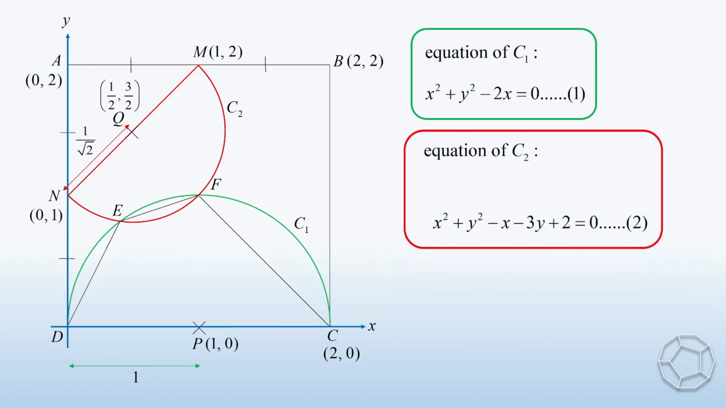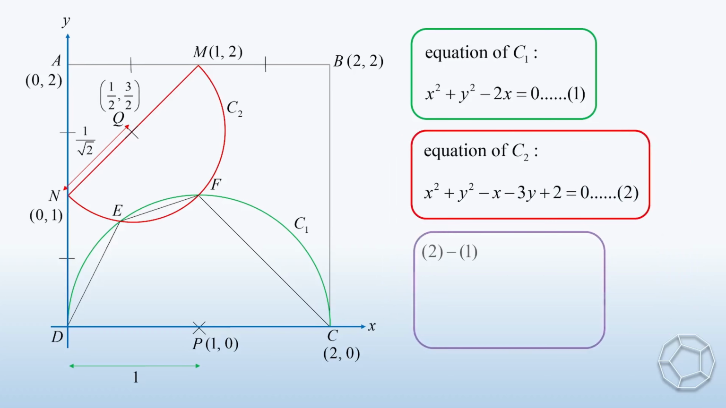Now, what can we do with these two equations? Let's subtract equation 1 from equation 2. So the x squared terms and y squared terms are cancelled out. The remaining are linear terms and constants. So the equation becomes x - 3y + 2 = 0.